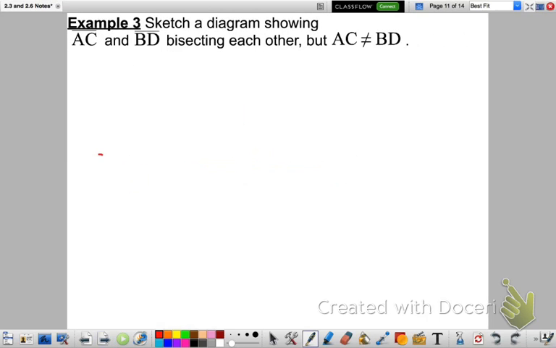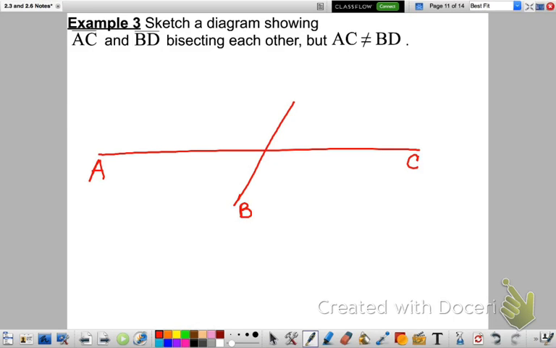Next we have our segment AC that is bisected by B and D, but the two are not congruent themselves or equal themselves. So they bisect each other, so the parts of each other are congruent, but they're not going to be congruent to the other. Okay?